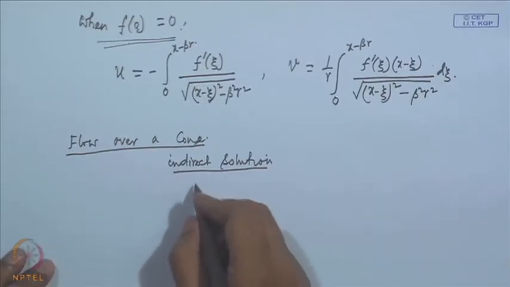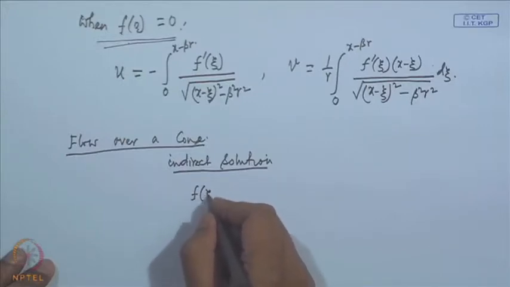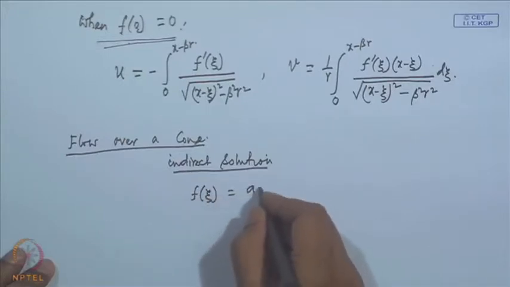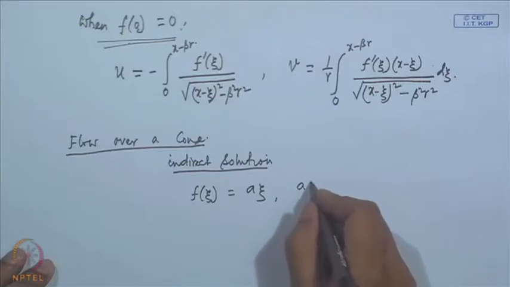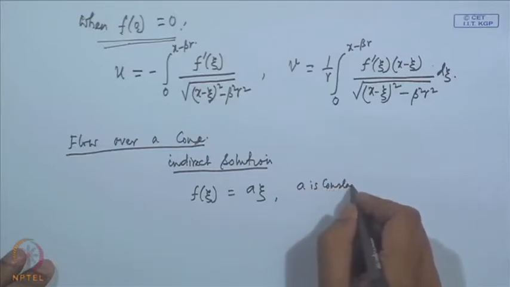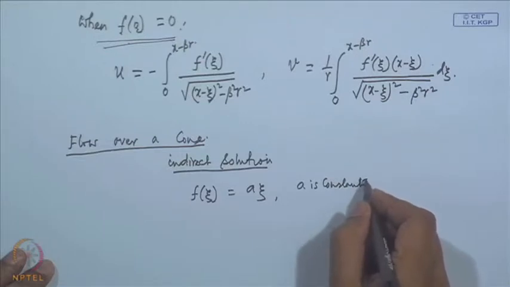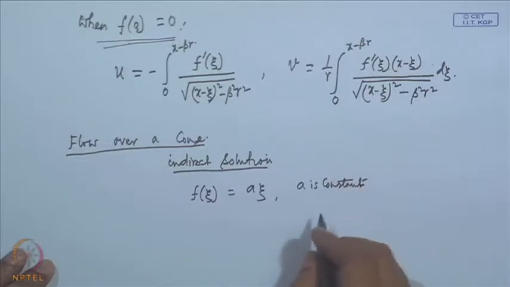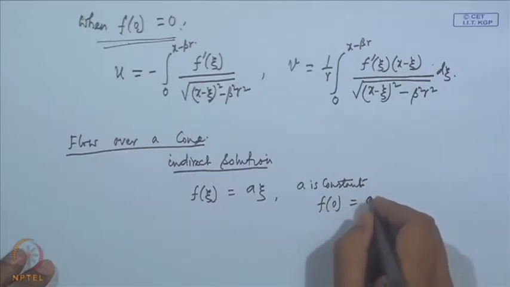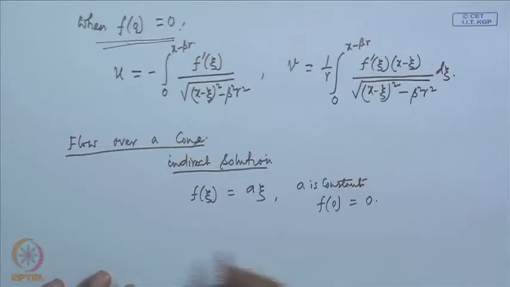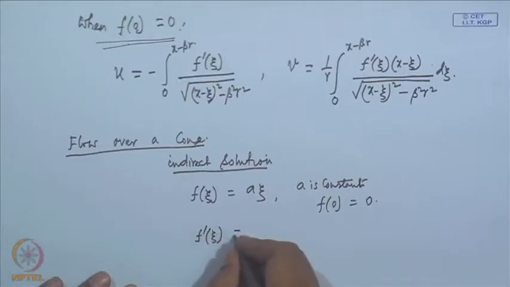So, let us start with f xi equal to a xi. We consider a very simple source distribution, f xi equal to a xi, varying linearly with xi, a is a constant. As you can see here directly, f 0 equal to 0. The f prime xi is simply a.